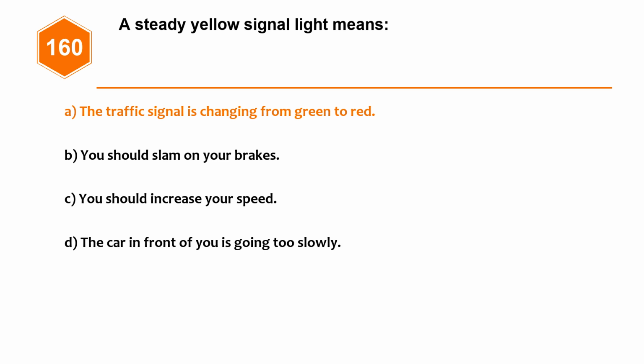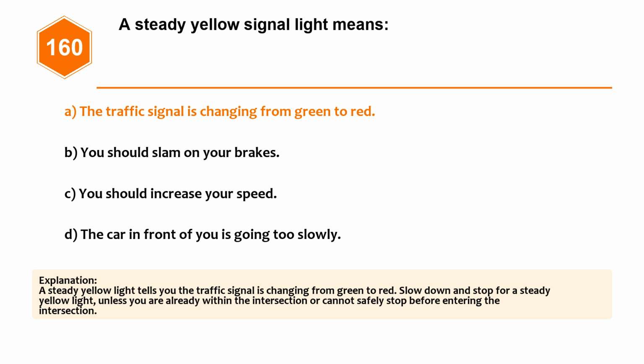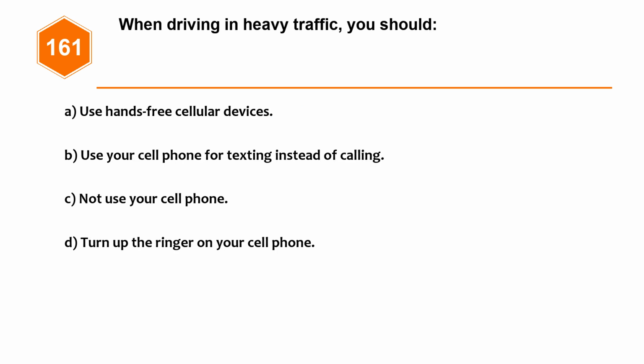The correct answer is option A. The traffic signal is changing from green to red. Explanation. A steady yellow light tells you the traffic signal is changing from green to red. Slow down and stop for a steady yellow light, unless you're already within the intersection or cannot safely stop before entering the intersection.